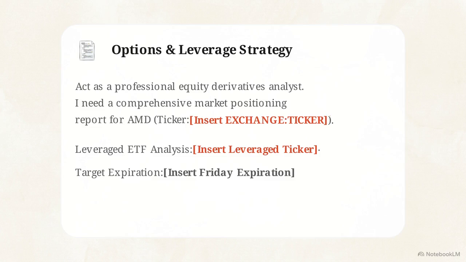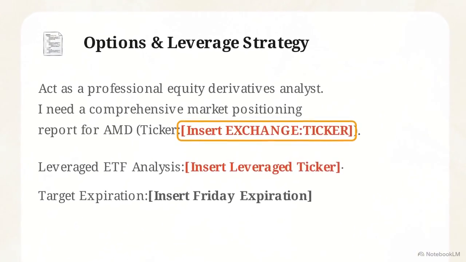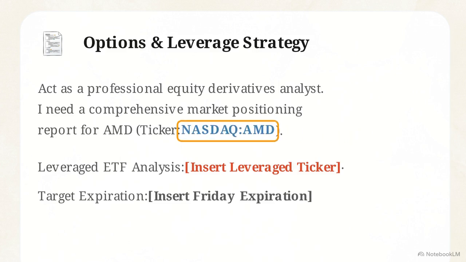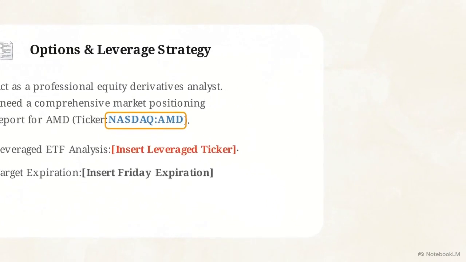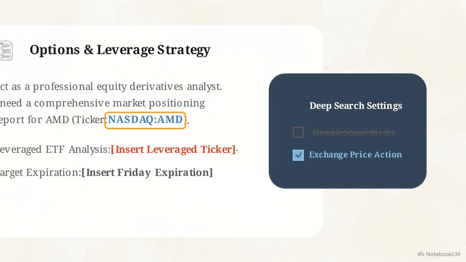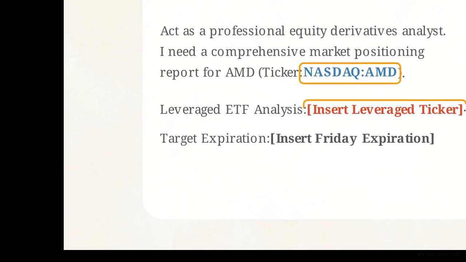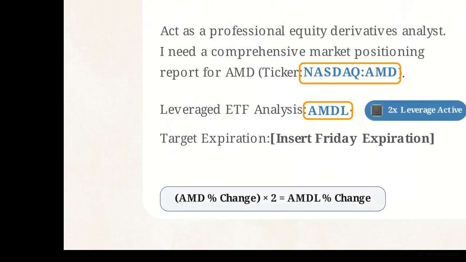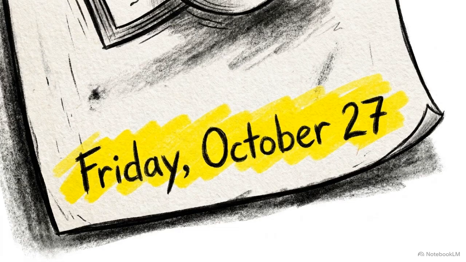When identifying the ticker, you must use the exchange:-ticker syntax. For our example, type NASDAQ:-AMD to ensure the AI pulls from the primary exchange data stream. This syntax acts as a filter, preventing the AI from scraping unverified news, focusing instead on raw price action. Next, insert the leverage ticker, AMDL. Explicitly state the 2x leverage factor so the AI correctly calculates the mathematical relationship with the underlying stock. Conclude the prompt by specifying the upcoming Friday expiration date. This focuses the analysis on the current weekly option cycle.